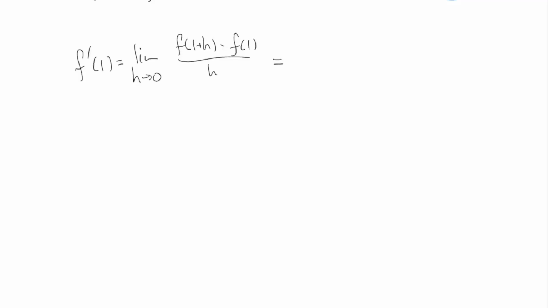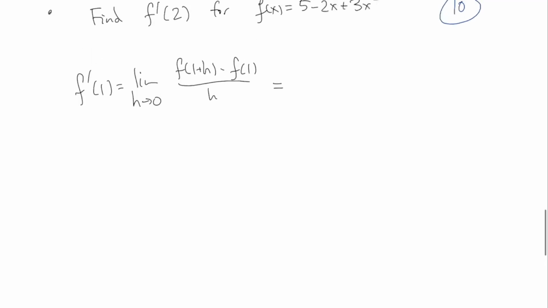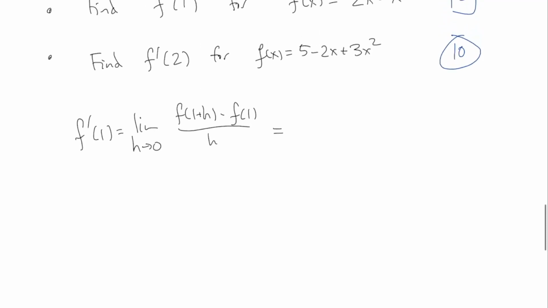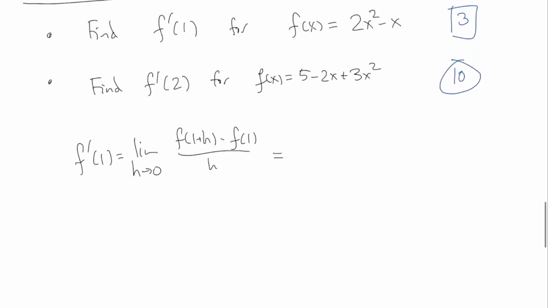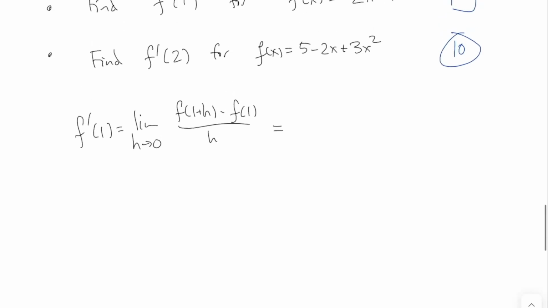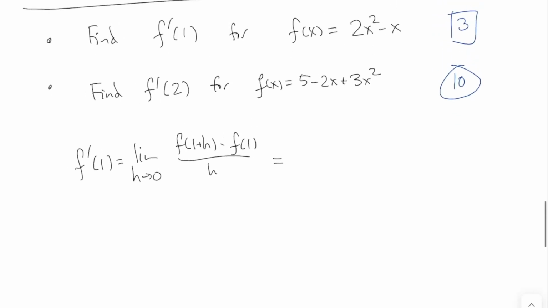Let's try this one. The very first step is often the hard step. That is plugging in to the function. I am looking at the function on the top of the screen, 2x squared minus x, and I plug in 1 plus h. Every x I replace by 1 plus h. So it says 2 times (1 plus h) squared minus (1 plus h), like that. That was just this part.